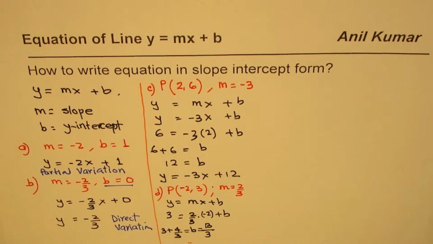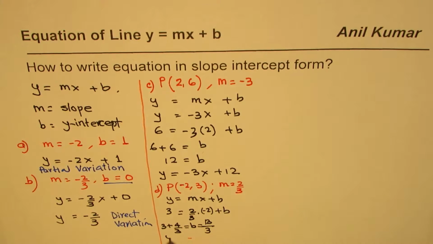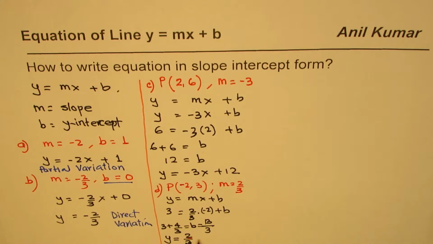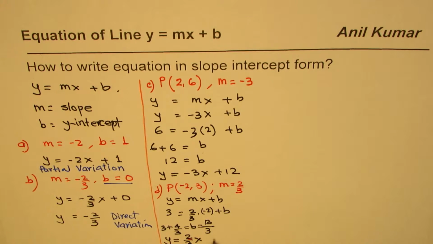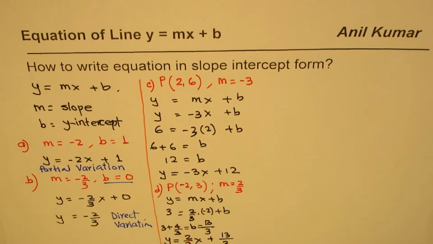You already know the slope. Let me push this page a bit and write down the final equation for you. y equals slope of 2 over 3 times x, and b is 13 over 3, so plus 13 over 3, okay? So that is how you can get the slope and the y-intercept. Once you know that, you can easily write down the equation of the line, right?